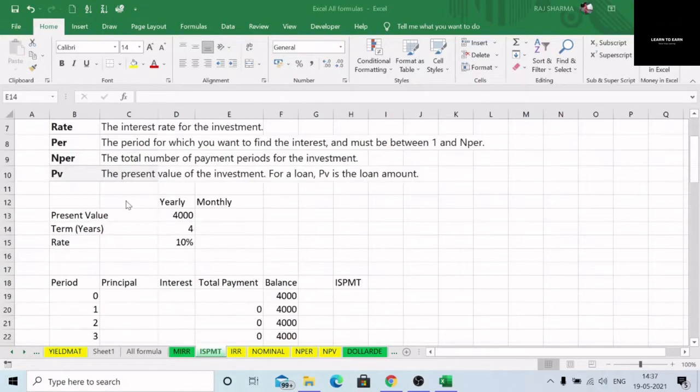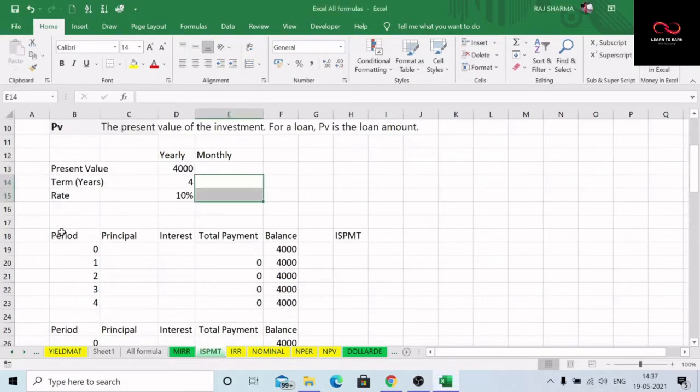Now let us take an example. We have taken a loan of rupees 4,000, which is to be repaid in 4 years, and the principal repayment is going to be equal. So 1,000 rupees will be paid equally over the 4 years. Interest rate is 10%. So let us try to work out the interest on this reducing balance.